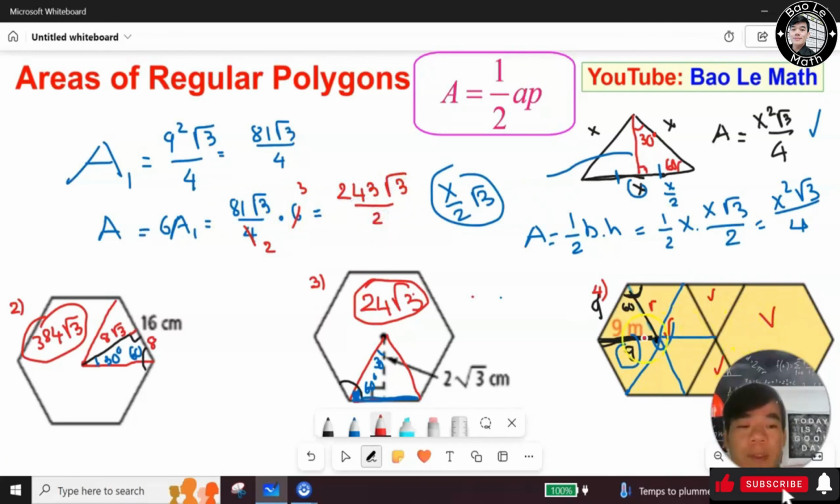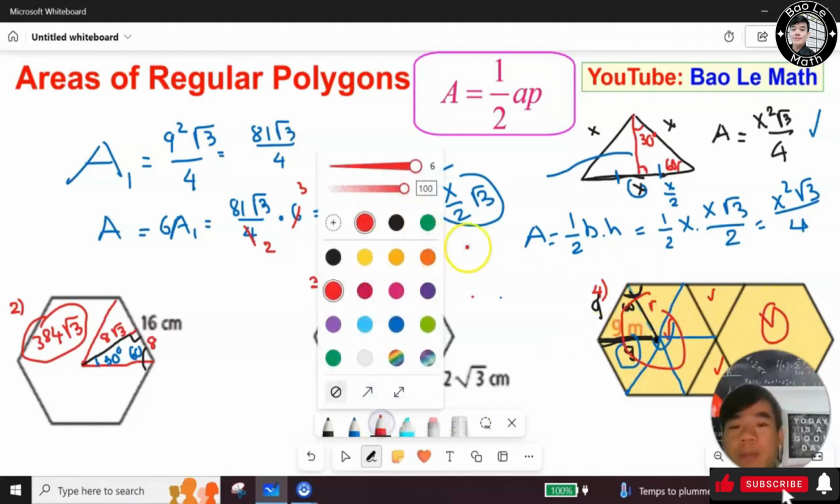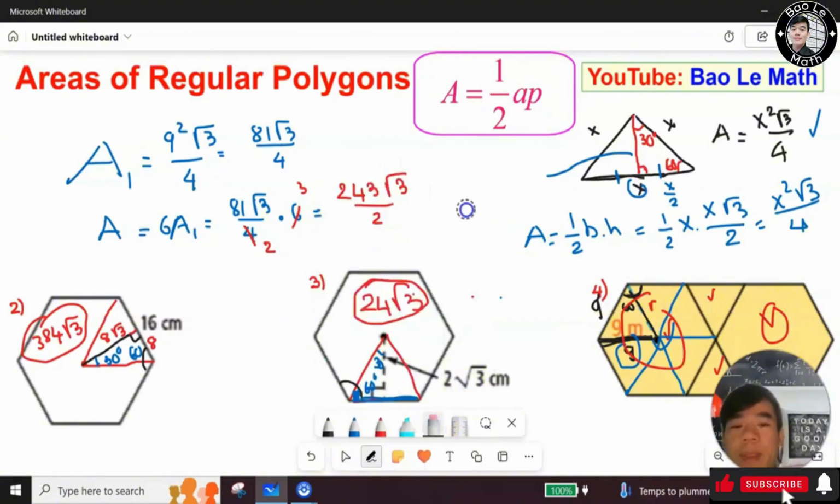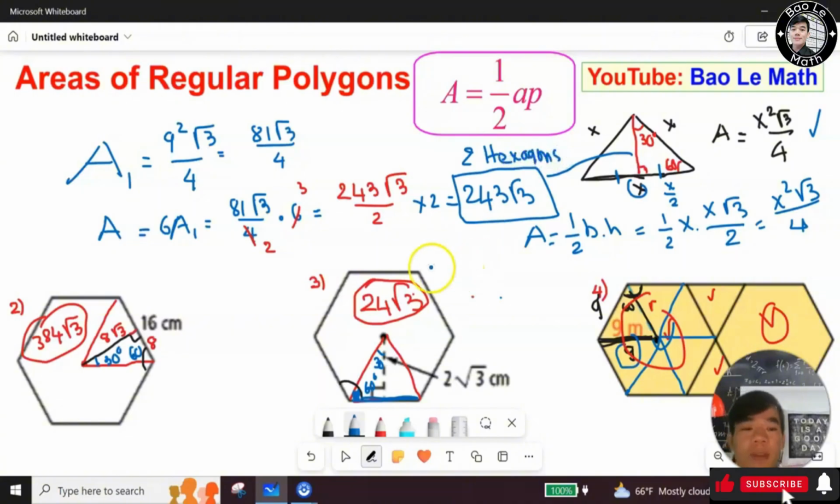Since you have 2 regular hexagons, you multiply by 2 to get this one and this one. So it's going to be 243 root 3. This is for the area of the 2 regular hexagons.